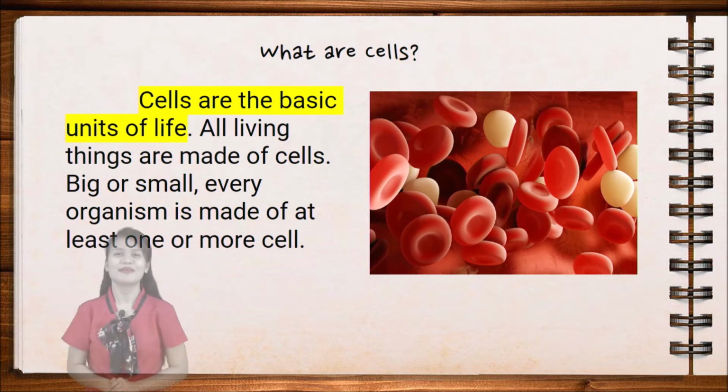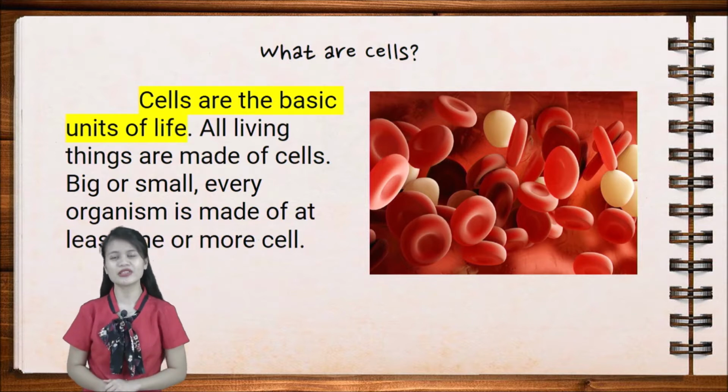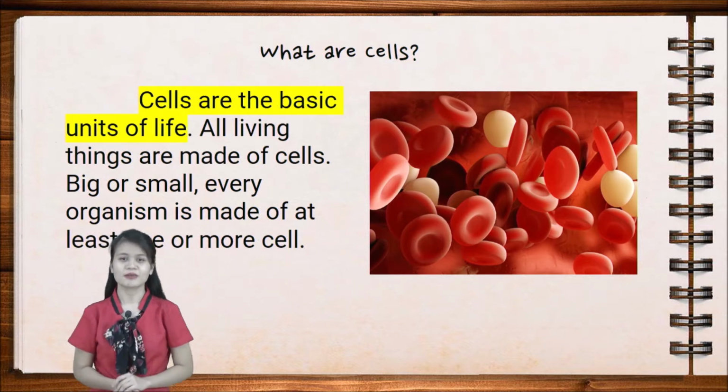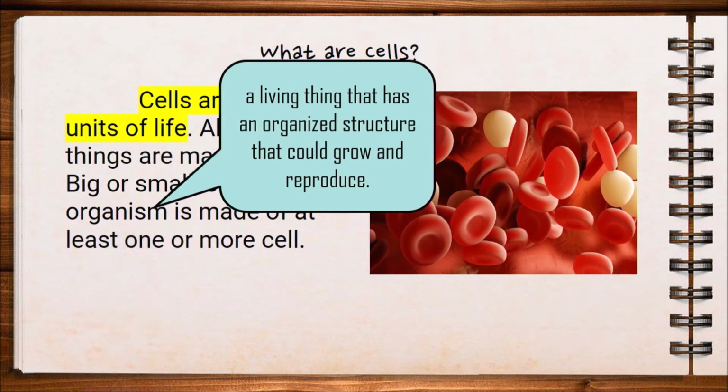Well, our body, especially humans, are made up of billions of cells. All living things are made up of cells. Big or small, every organism is made up of one or more cells. What do we mean by organism? Well, organisms are also known as living things that have an organized structure that could grow and reproduce.